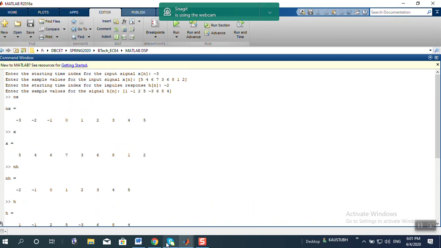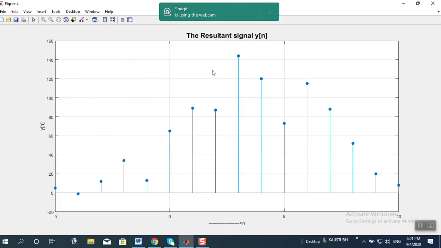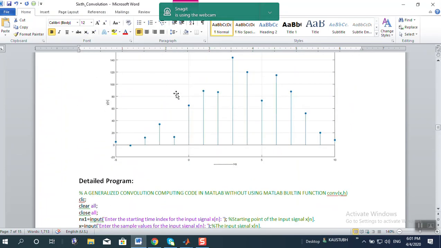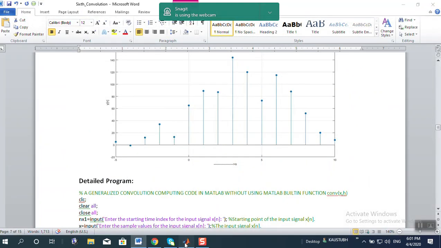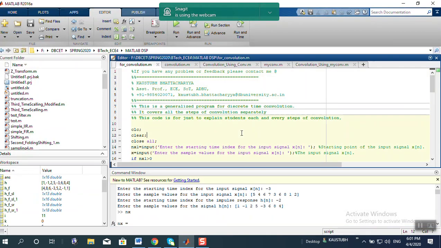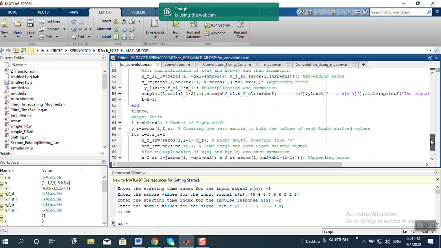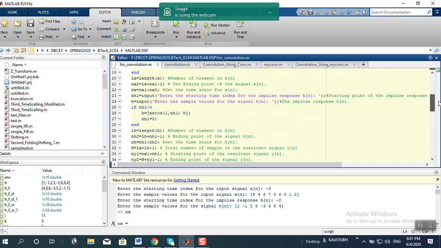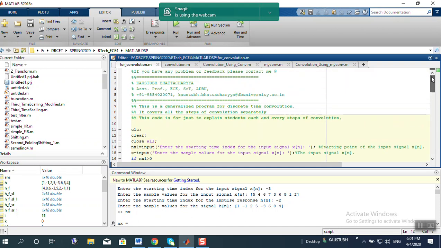Okay. And this is your final result plotted, as it is showing here. Okay, now hope this program got clear. This is the detail. But this long program you need not write. You can cut this program short.